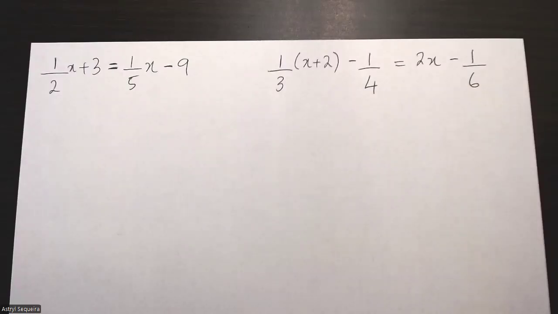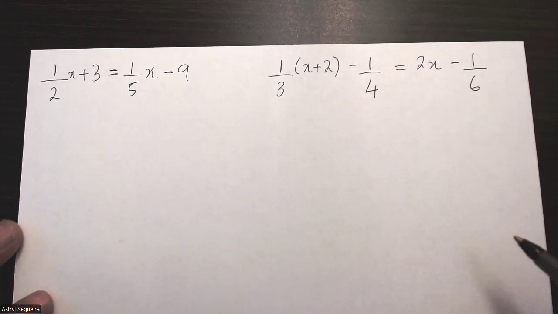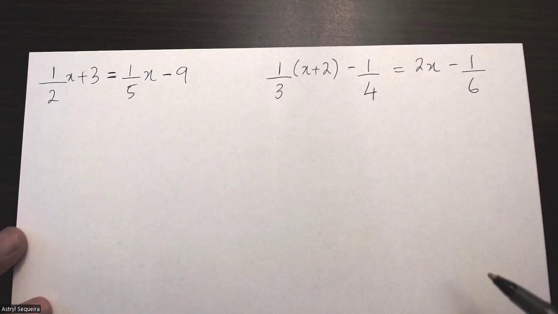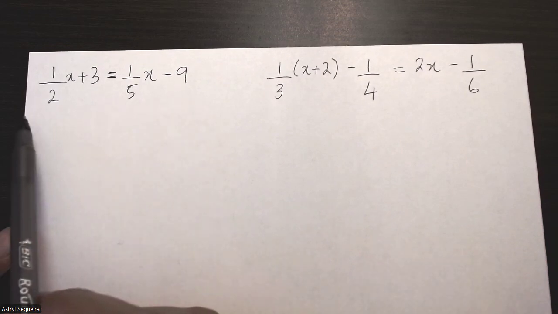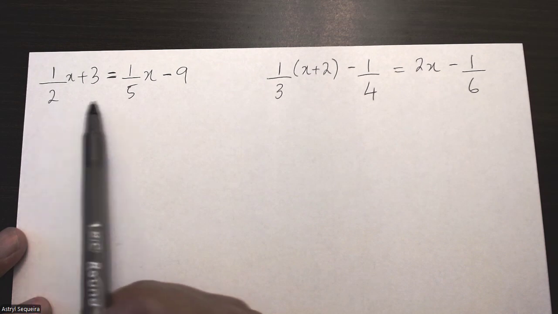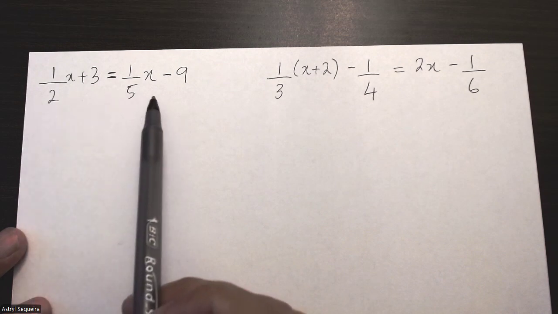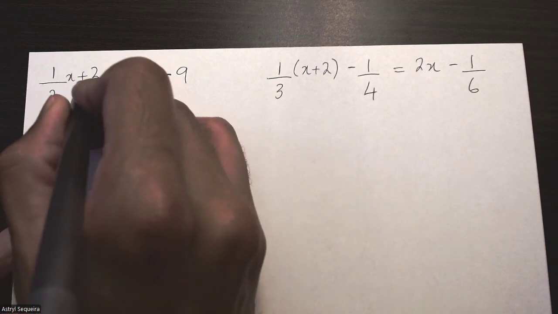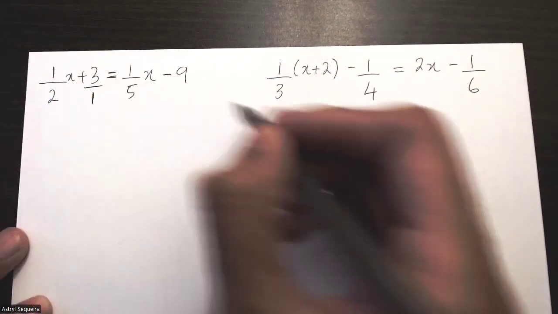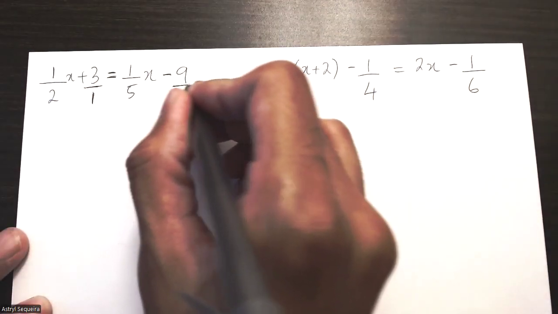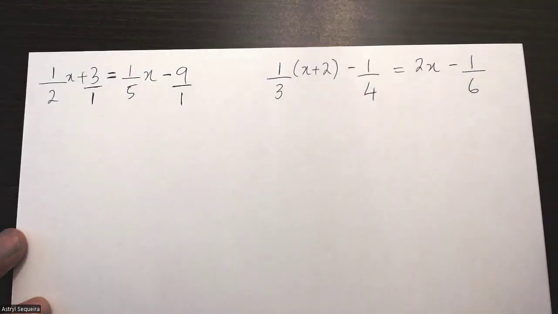All right, in this video, we are going to solve these two equations over here, and we're going to solve them without a calculator. Now, there are many ways to solve these equations, but the first thing I'm going to do is get rid of my fractions. So let's take a look at the first problem over here. This 3 just has a 1 in the denominator, and this 9 just has a 1 in the denominator.